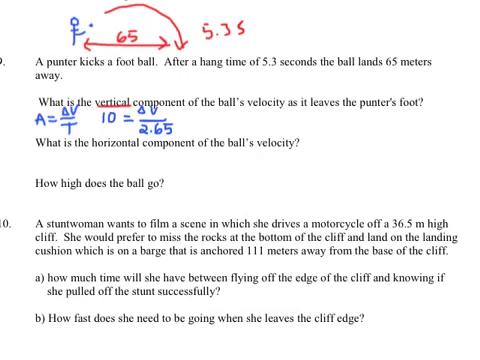Now to solve this, I have to multiply both sides. So what I find is it must have come off his foot with a vertical velocity of 26.5 meters per second, because it went from there to 0 in 2.65 seconds.